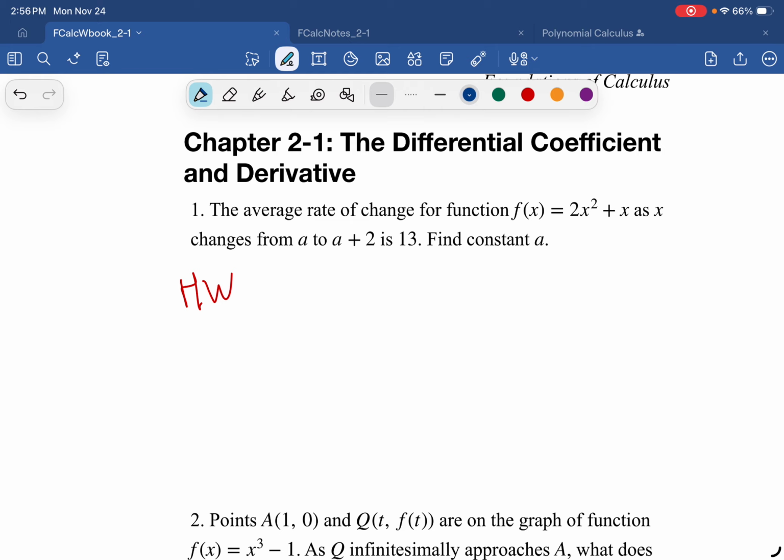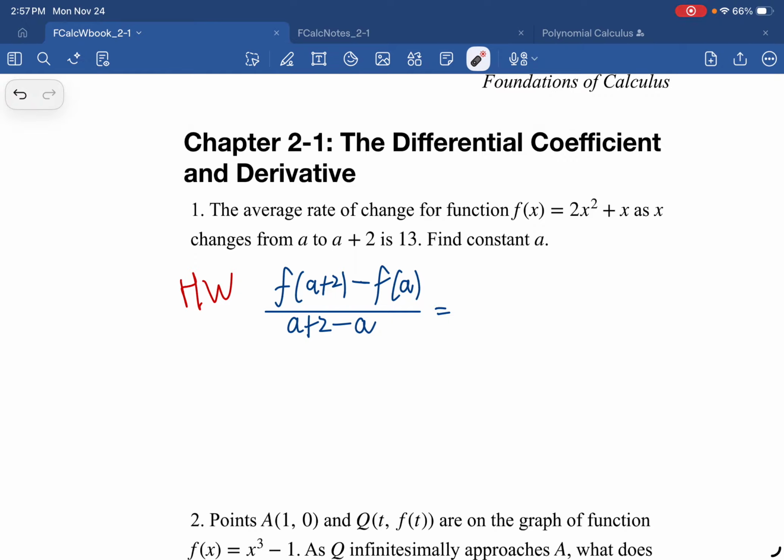So what we need to do is find the slope of the secant line, so just the change in y over change in x. The change in x is simply a plus 2 minus a, so that's going to be on the denominator. And then the change in y is going to be f of a plus 2 minus f of a. A really easy way to calculate that is to consider it term by term, right?